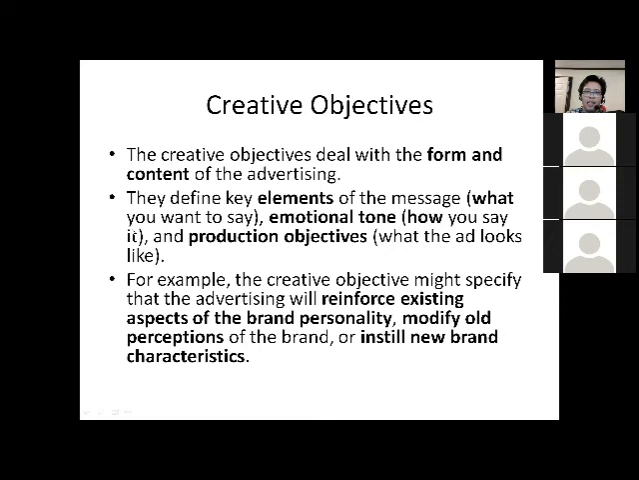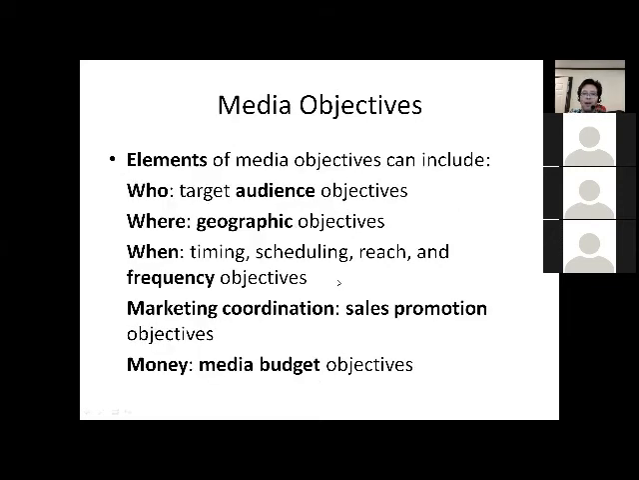And in the next slide, we have, okay, so marketing objectives, advertising objectives, creative objectives, and now we've got media objectives. So these are the elements of media objectives: the target audience objectives, or who, the geographic objectives, the frequency, how frequently, what's the timing, the scheduling, and the reach, those objectives, and as well as marketing coordination and money.